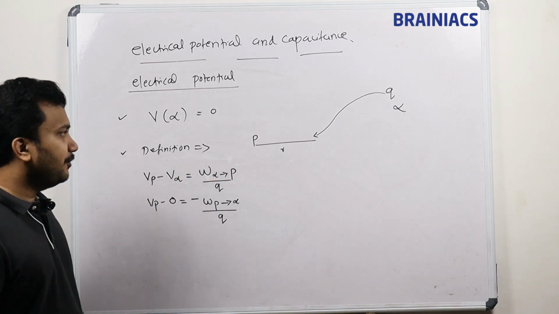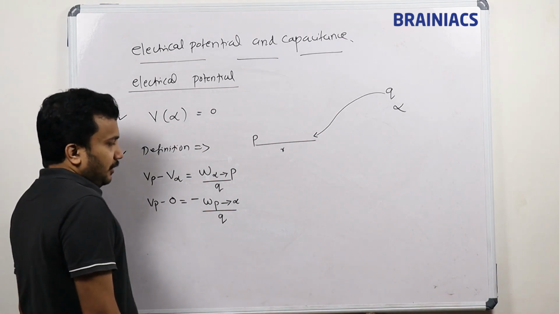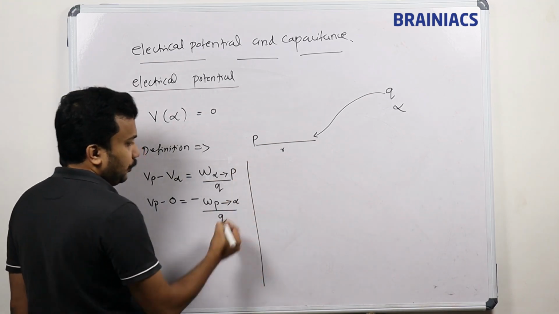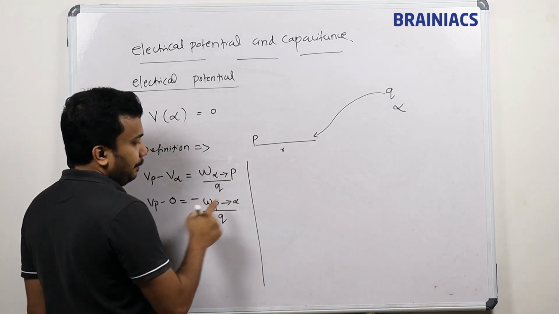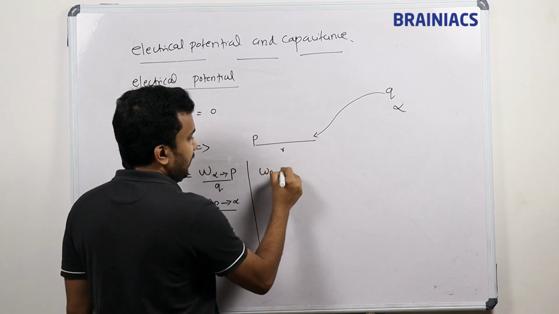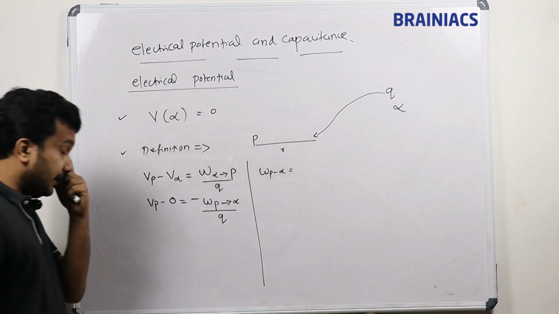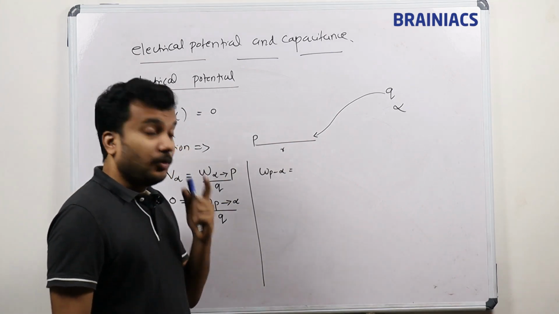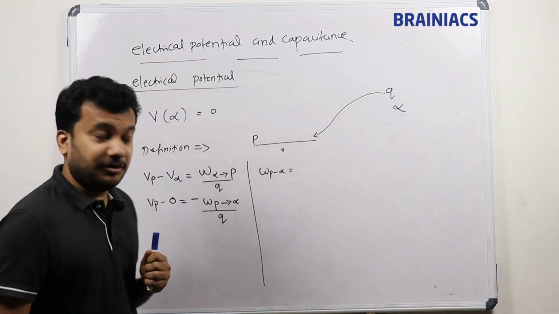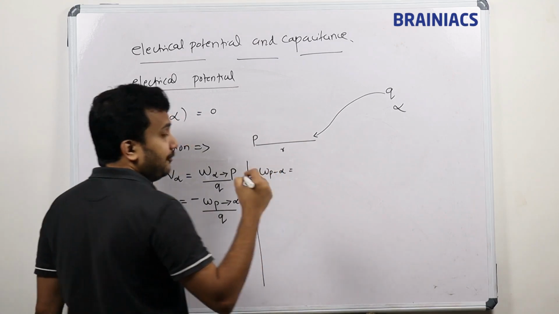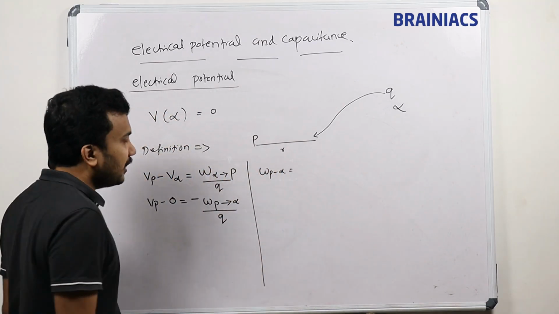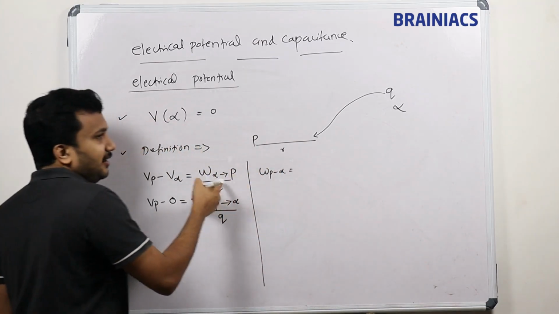Now we have to find out work. Now what is called work? So I am first finding Wp infinity. What is Wp infinity? Wp infinity means work. Work is actually what? F dot S. So normally we will say F into S. So this is work done.